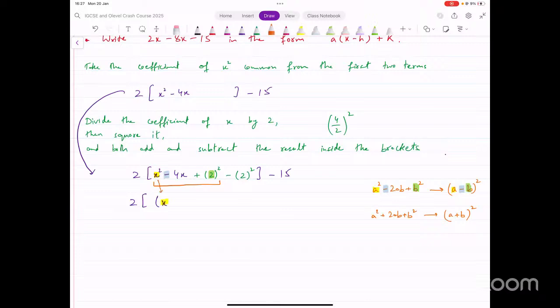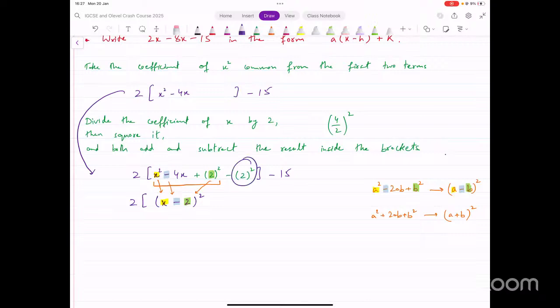From the second term, you're going to take the negative sign. So this negative sign comes down here. And from the third term, you're going to take this number, which is 2. So it becomes x minus 2 whole squared. And now inside the brackets, you have a perfect square like this. It's x minus 2 whole squared.